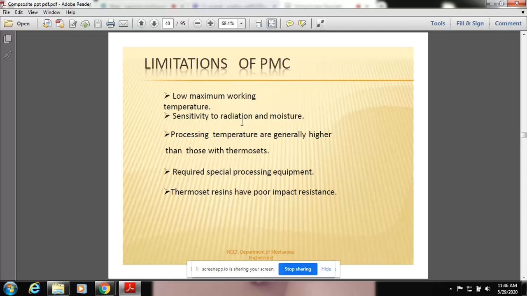Sensitivity to radiation and moisture, yes, this was a disadvantage. We can't use this PMC for marine applications where there is direct contact with sea water or something else. Processing temperature is generally higher than those of thermosets. Processing temperature is nothing but manufacturing temperature. Required special process equipment, yes, as we discussed, injection molding, pultrusion. There we require higher, costly components, right? Thermoset resins have poor impact resistance. Impact resistance is going to be less in a thermosetting, right? That's all about it.